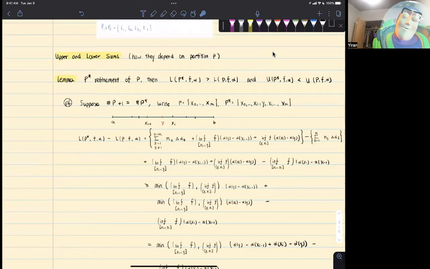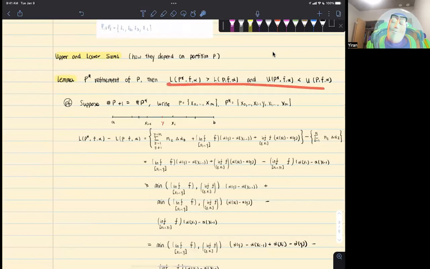So when we take a close look at the upper and lower sums of the integral, there's a lemma. If we have a refinement of a partition, then the lower sum of f with the refined partition is going to be larger than the lower sum with the original partition. And the upper sum with the refined partition is going to be smaller than the upper sum with the original partition. So that is the claim.